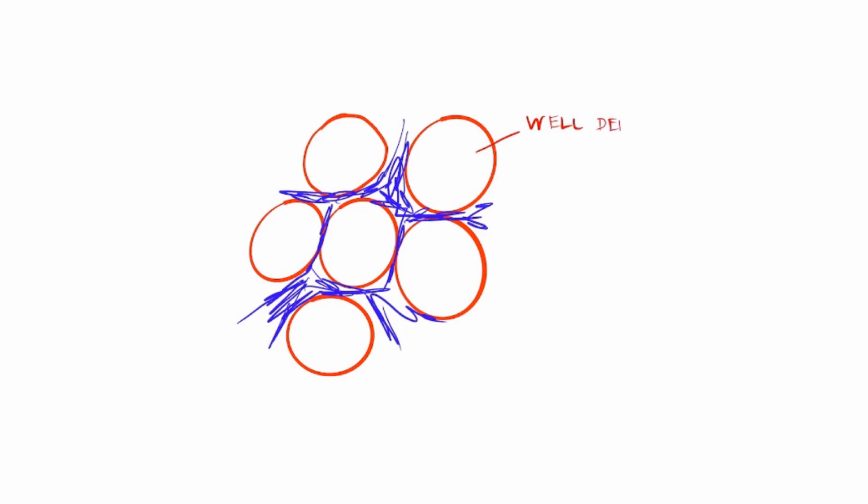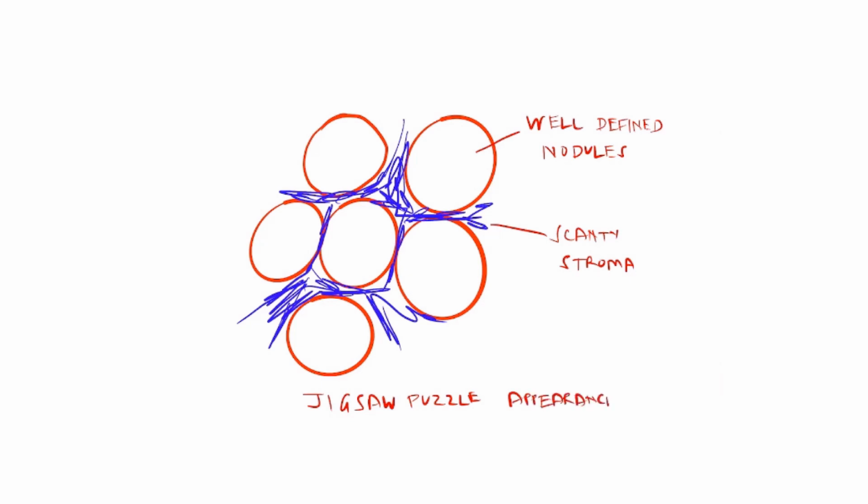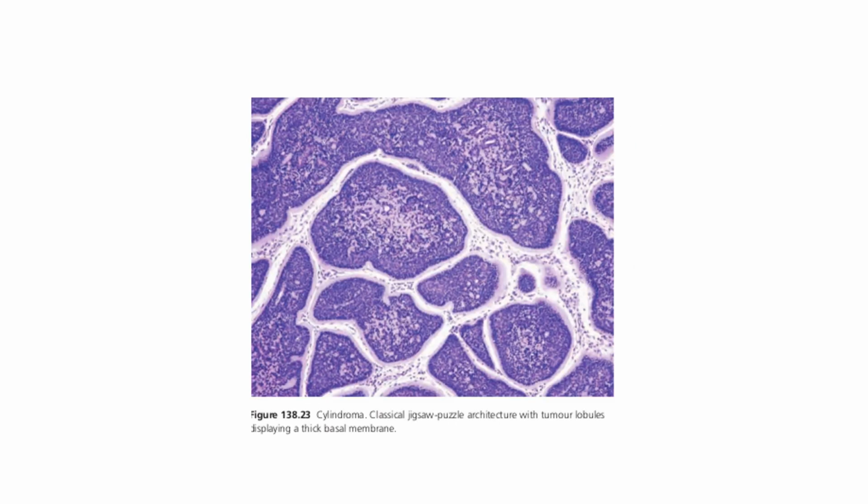And so these are the well-defined nodules of the tumor, and this is the scanty stroma, and this is described as the jigsaw puzzle appearance. Okay, so this is what it looks like.